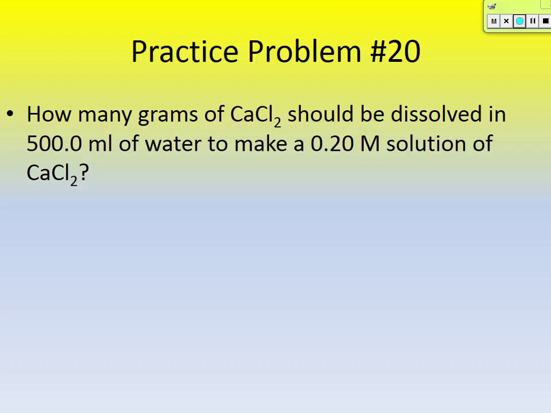Okay, actually I'll go through this one with you. So how many grams of calcium chloride should be dissolved in 500 milliliters of water to make a 0.2 molar solution of calcium chloride? Okay, first things first. What's it asking us to find? How many grams of calcium chloride again? Okay, so I circle it. If I were you in your guided notes, that's what I would circle.